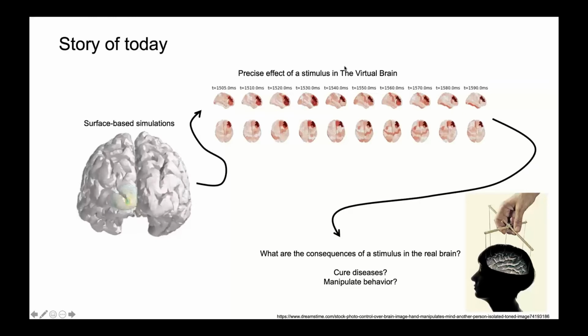Then will be the fun part in the end. So I try to make it lighter towards the end in terms of content. What are the consequences of the stimulus in the real brain? So first we do the virtual brain and then we do the real brain. Can we actually cure diseases with a stimulus? Can we manipulate behavior? What's possible?